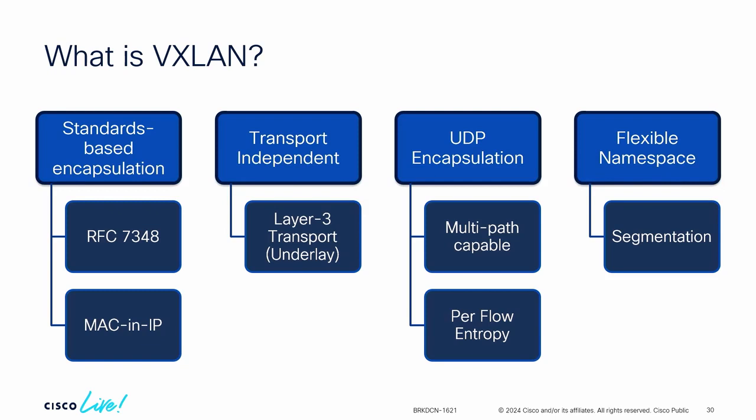Does that mean I can support 16 million segments on a switch? No, it won't support that. But in your fabric, you'll be able to determine what you can use, so that there are no collisions because you have duplicate VXLAN segments across your fabric. So it's important to understand that.